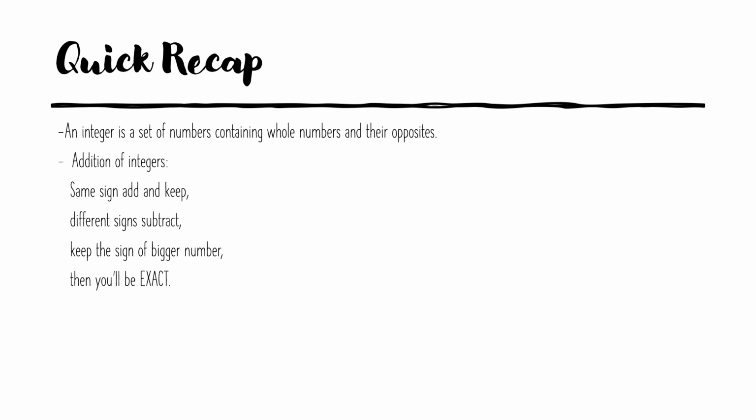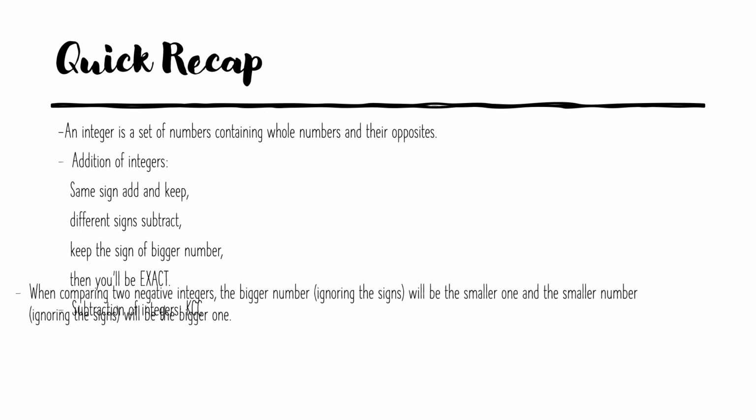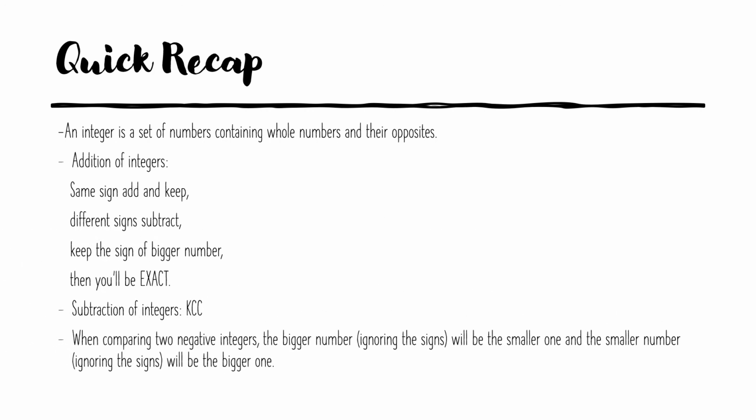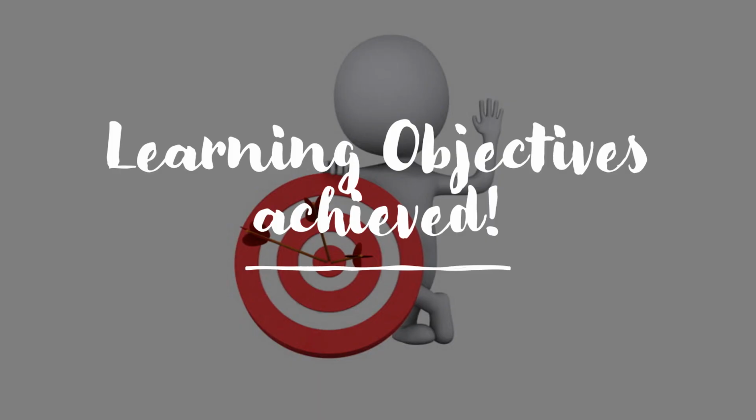Now we are going to look at the rule for subtraction of integers. So the rule for subtraction of integers is KCC, that is keep, change, change. And then we learned when comparing two negative integers, the bigger number ignoring the signs will be the smaller one, and the smaller number ignoring the signs will be the bigger one. So yes, our learning objectives are achieved.